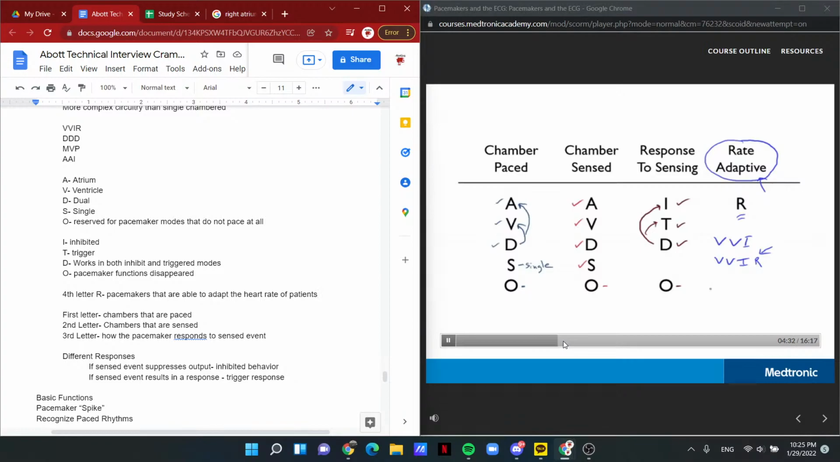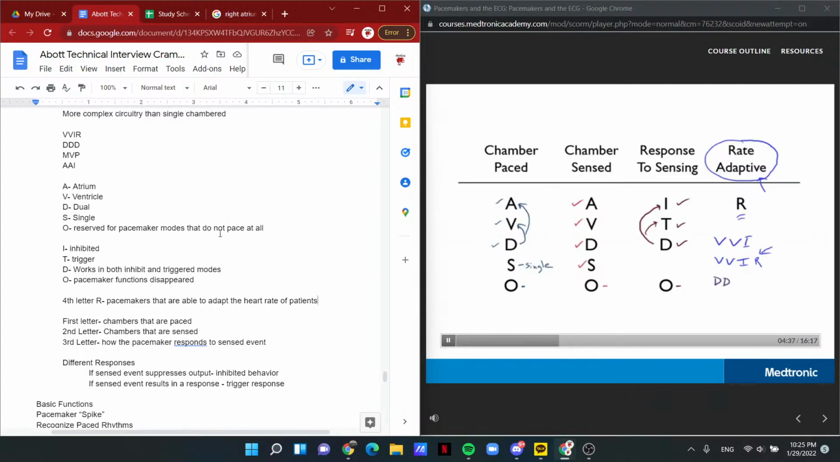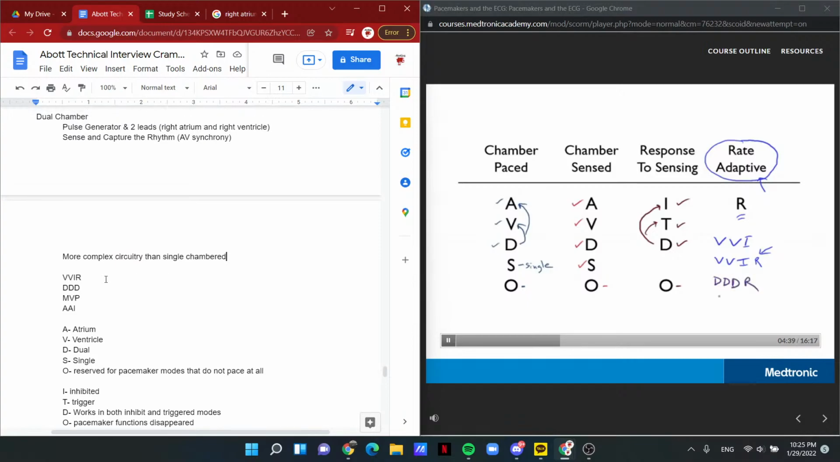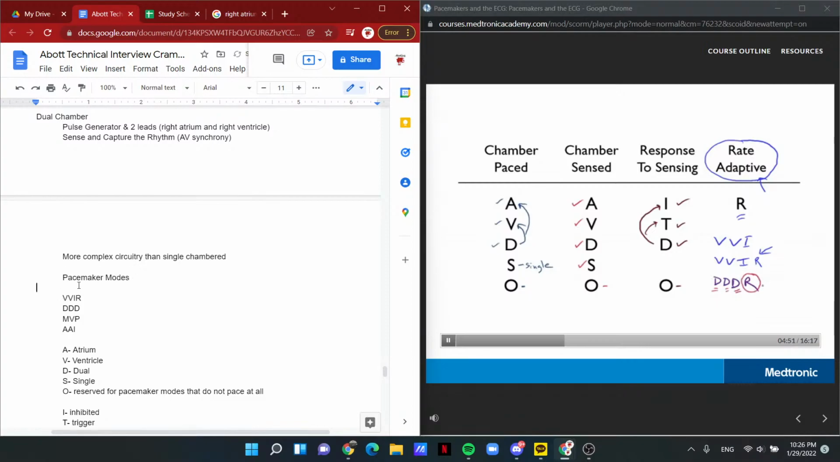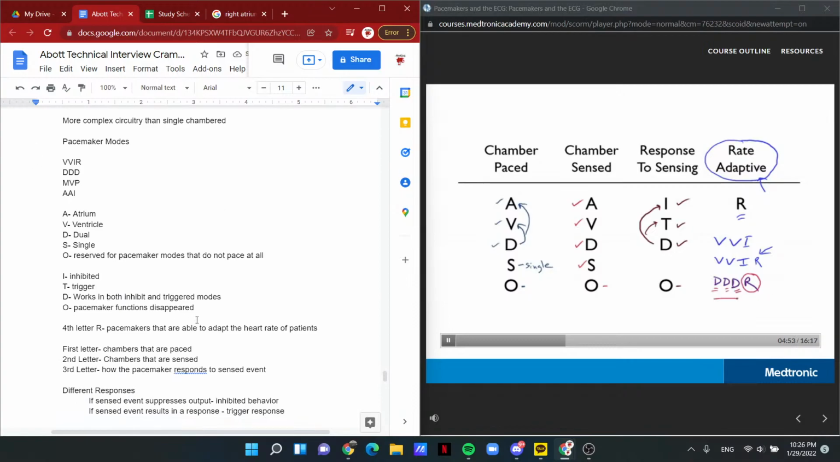This letter configuration is often referred to as the pacing mode. Dual-chamber pacemakers are generally DDDR, meaning they pace in both chambers, they can sense in both chambers, the response can be inhibited or triggered depending upon the patient's needs, and the R can be programmed on or off depending upon whether the patient needs rate-responsive pacing. Next, we'll go over how DDD pacemakers can change the way they behave.